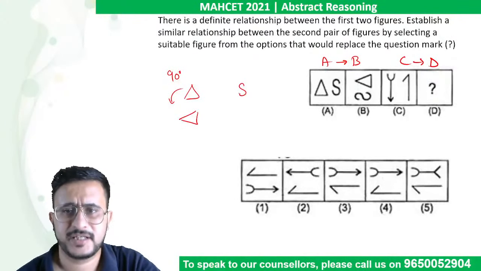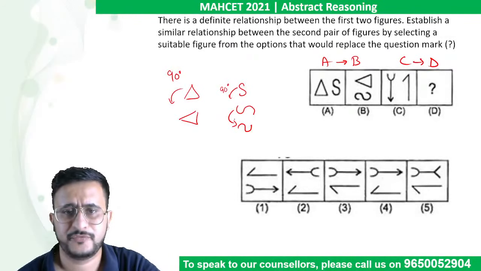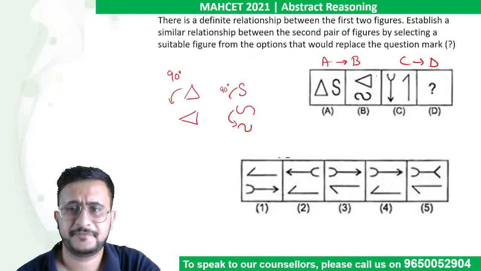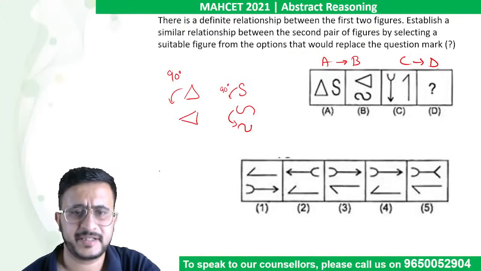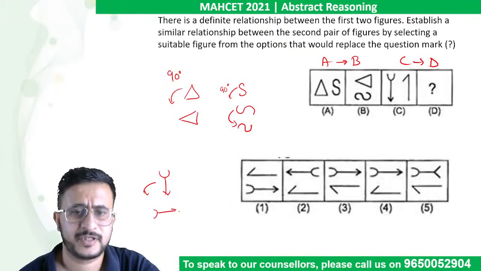What about the S shape? If you rotate the S shape by 90 degrees, you get this sort of shape, and it is further inverted. You are taking the inverse of this, so you took a 180 degree flip of it. So what will happen? The first shape should be rotated by 90 degrees, and that should come on top. So if you rotate this by 90 degrees, this is the shape. If you rotate it by 90 degrees, what will happen? This will come like this.